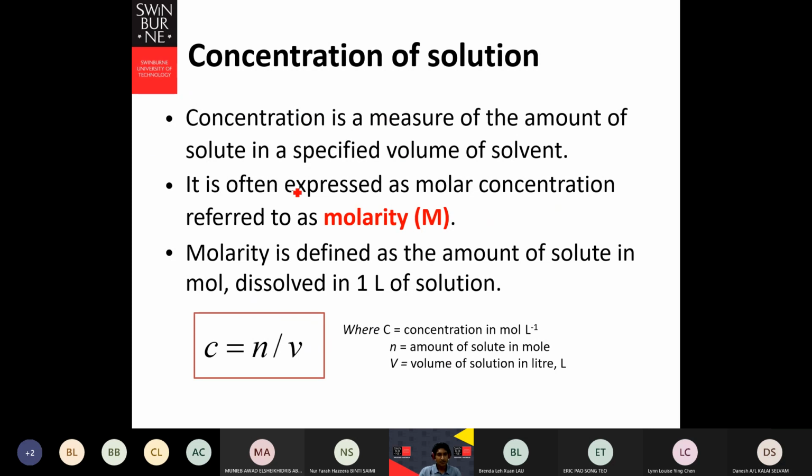So the concentration of the solution, as we said, we will find the concentration of unknown B, which is referred to as the molarity. Molarity is mole per liter. So how many moles of that species or component in 1 liter of solution is the molarity.